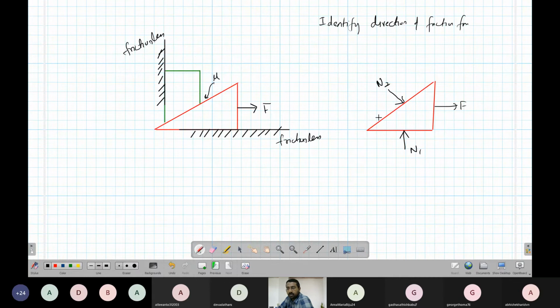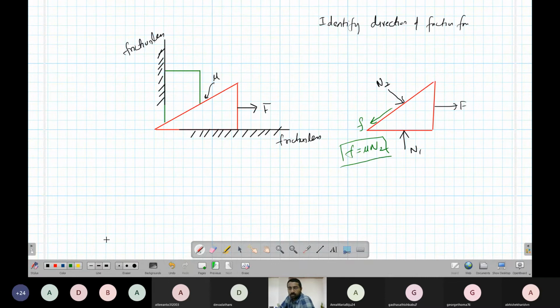Now, this surface has friction, so we have to think about the direction of the friction. It is in the horizontal direction. It has a tendency to move in this direction because the force is in this direction, so my friction will be acting in this direction. The value of friction will be mu times N2, because the friction force is mu times the normal force acting on the surface.